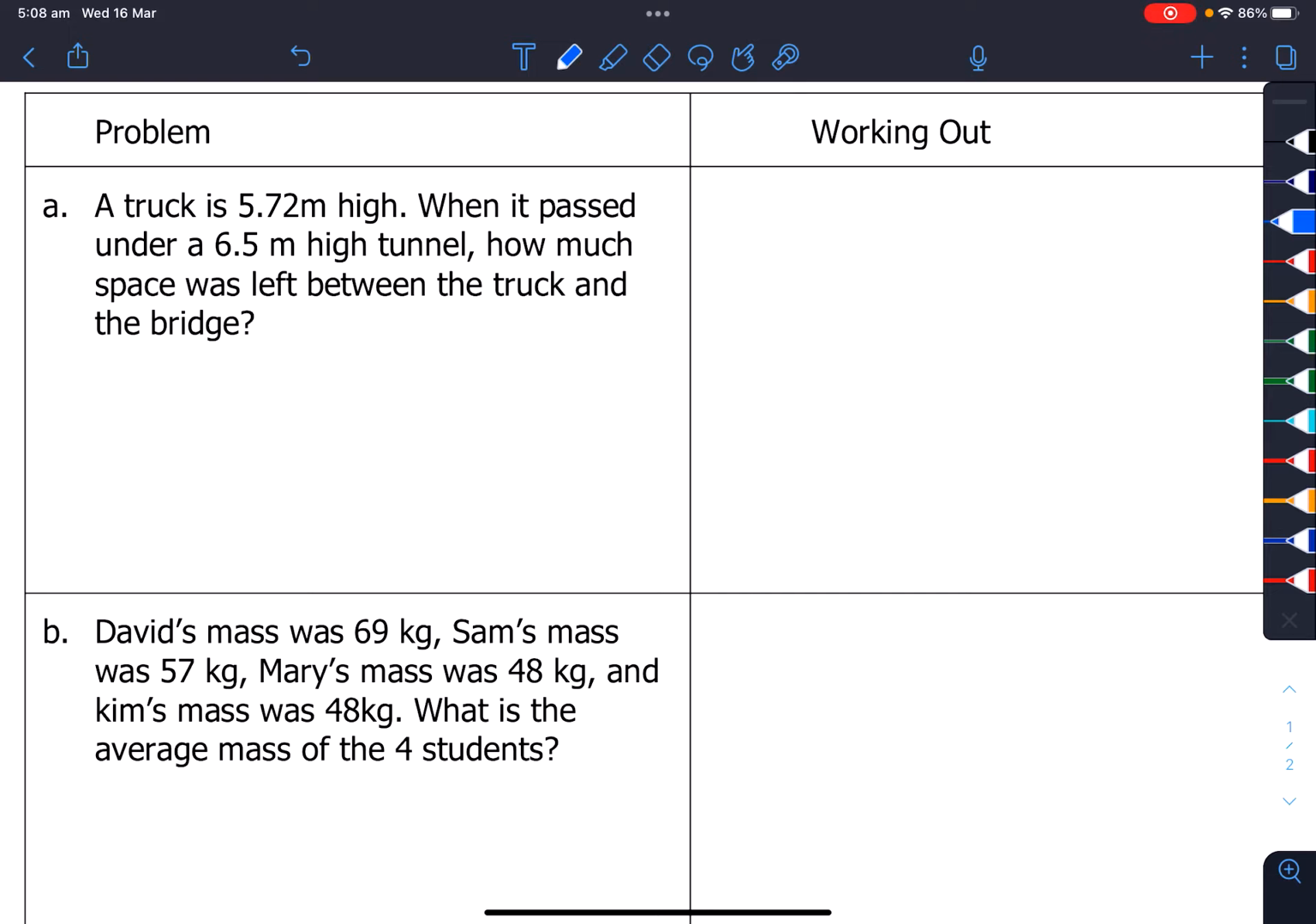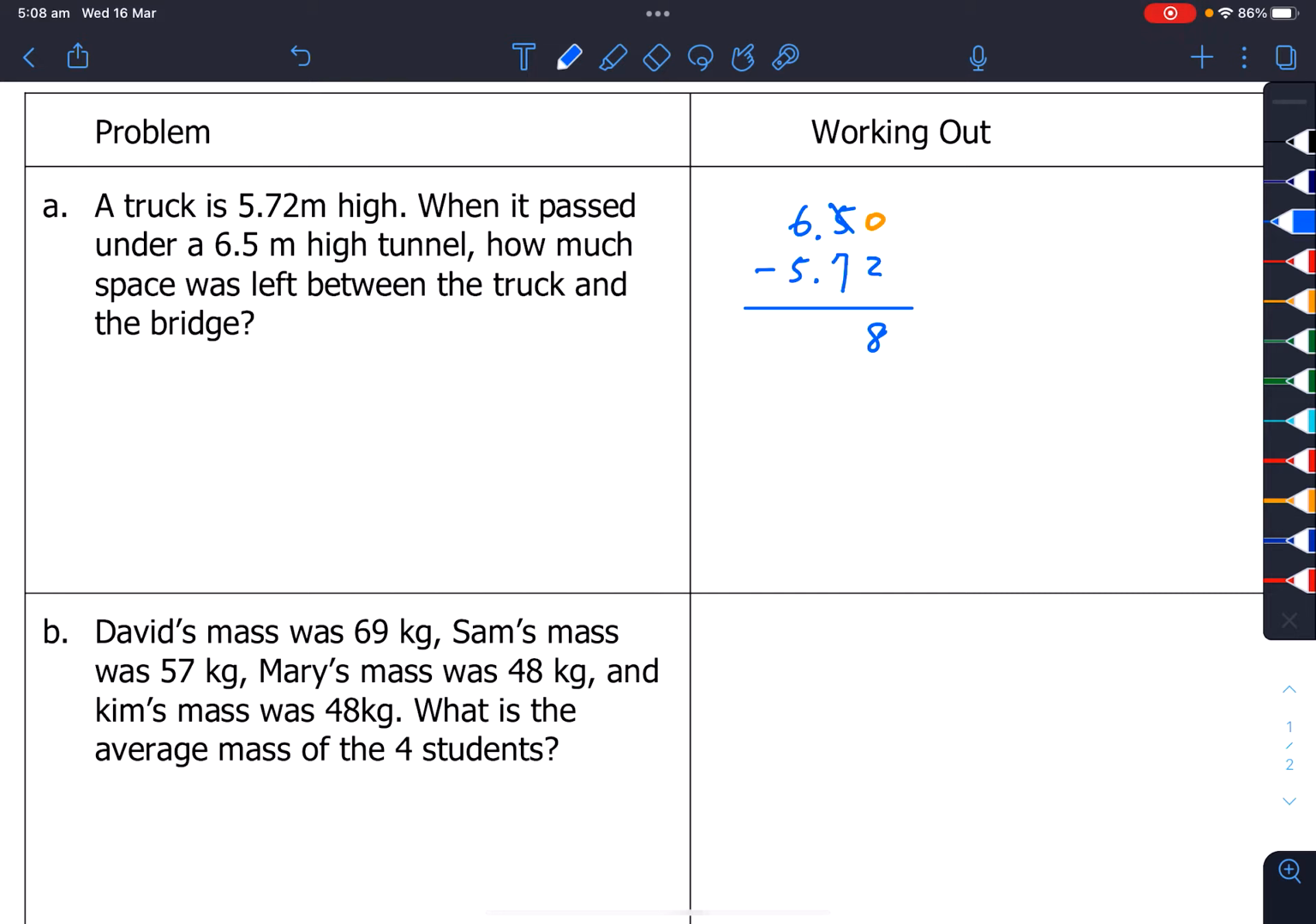So A, 6.5 height minus 5.72. When you are doing the decimal subtraction, please line up the decimal. We fill up 0 here, right? So 10 minus 2, 8.